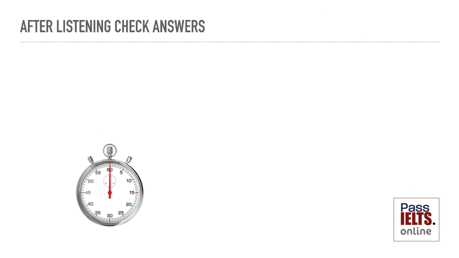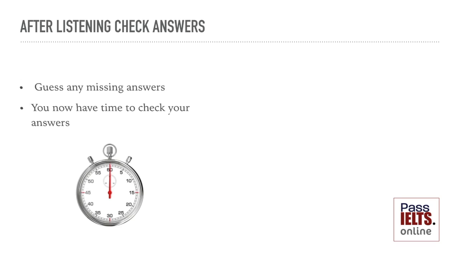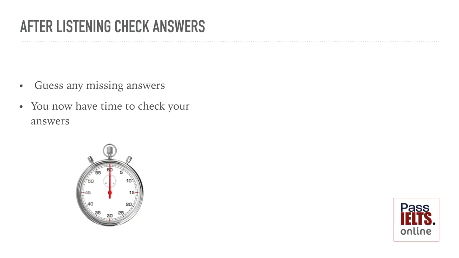Now we're going to look at what you can do after the listening section. You can't really do much in this case as you only have a few letters, so just guess any missing information. Don't forget that you aren't penalised for writing the wrong answer, so write one in every gap. You now have 15 seconds to check your answers, and I'll tell you when the time is up. You can start now.